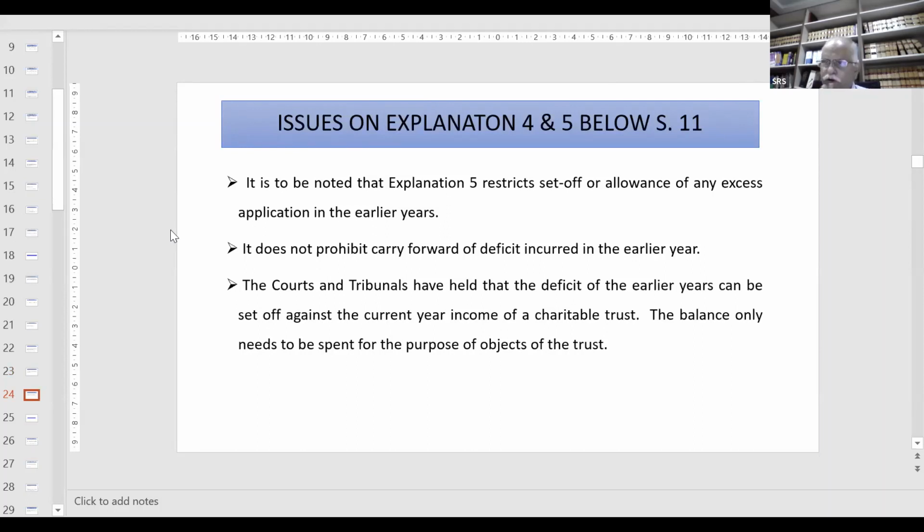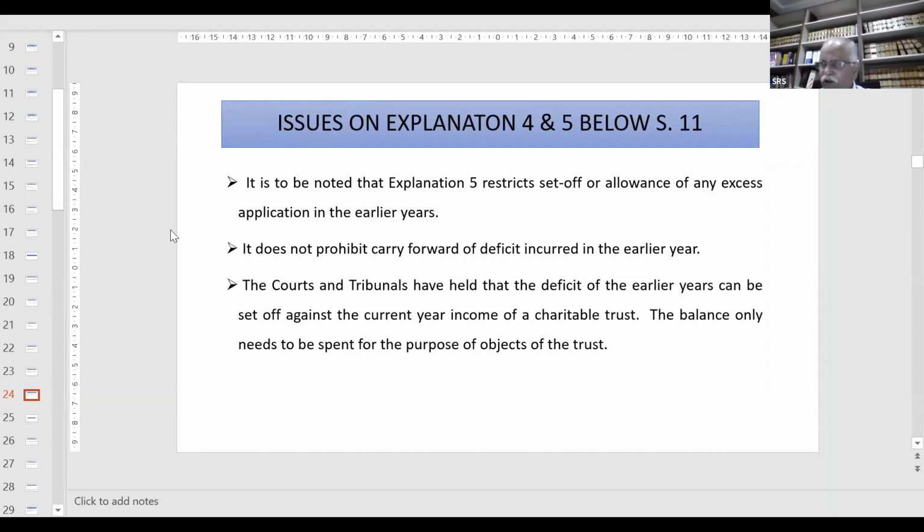Now, one issue I would like to discuss is this. What happens if you have a deficit in the earlier years? You are carrying on some activities. When I talk about deficit, I'm talking about a deficit which is arrived at on the basis of commercial accounting principles.